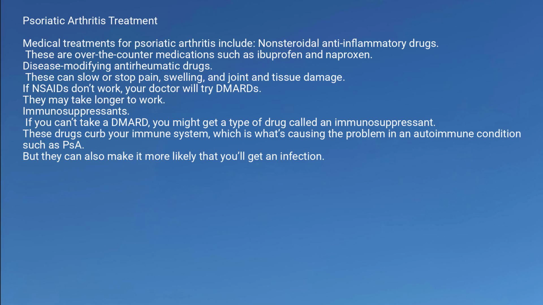Psoriatic arthritis treatment. Medical treatments for psoriatic arthritis include nonsteroidal anti-inflammatory drugs. These are over-the-counter medications such as ibuprofen and naproxen. Disease-modifying anti-rheumatic drugs. These can slow or stop pain, swelling, and joint and tissue damage. If NSAIDs don't work, your doctor will try DMARDs. They may take longer to work. Immunosuppressants. If you can't take a DMARD, you might get a type of drug called an immunosuppressant. These drugs curb your immune system, which is what's causing the problem in an autoimmune condition such as PSA. But they can also make it more likely that you'll get an infection.